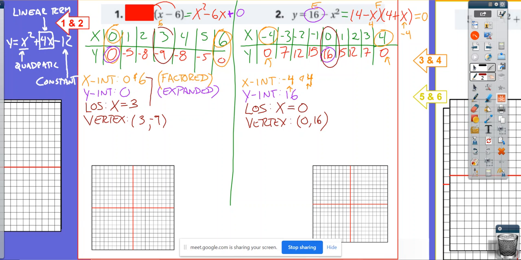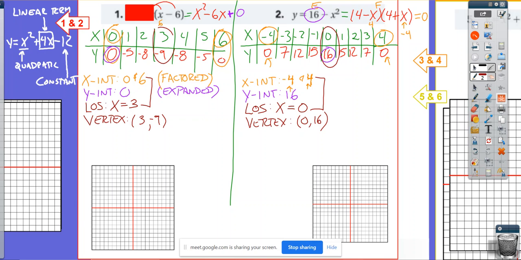What's the connection between the x-intercepts and the line of symmetry? What is the connection? In relation to the x-intercepts, where can you find the line of symmetry? Directly in the middle of the two? It's directly in the middle of the two. You are absolutely right. And that's what I was looking for. So the line of symmetry is simply the average of the two x-intercepts.